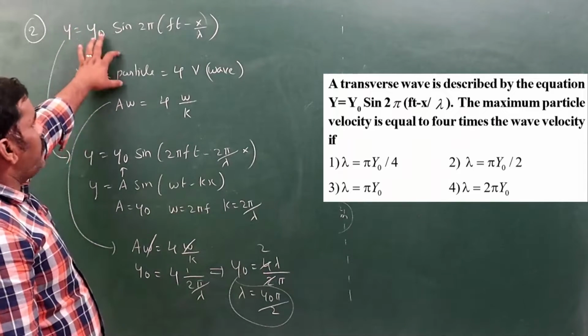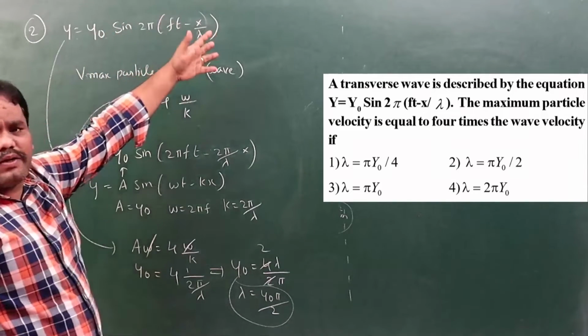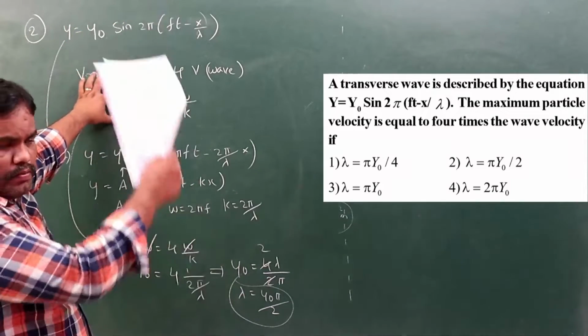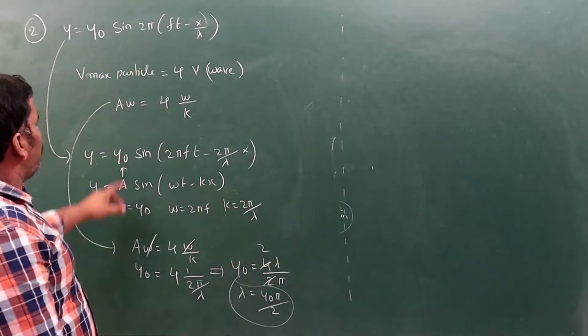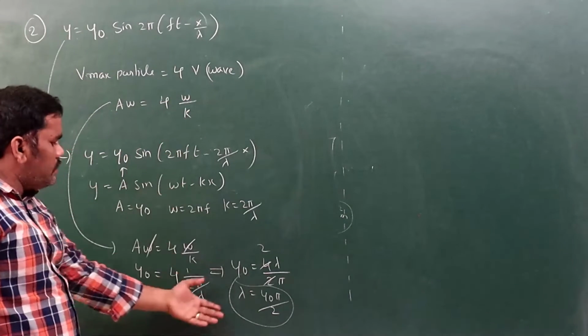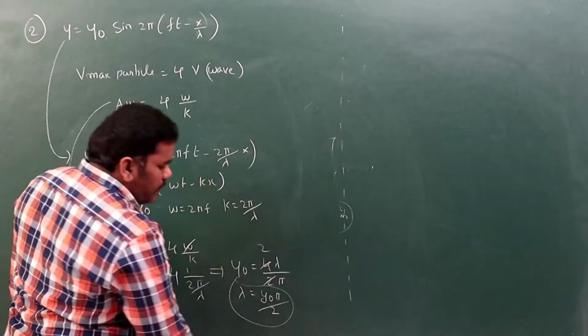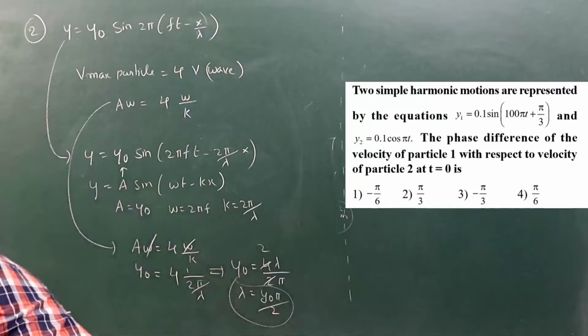Okay, now here we know the maximum particle velocity. So at that time only we are doing the problem. Sometimes the question gives the maximum particle velocity as 2 times or 1 by 2. Whatever the question is, we can follow the same concept or process. A omega is equal to 4 into omega by k. Substitute all the values. Lambda is equal to y naught pi by 2. So this is the second question.